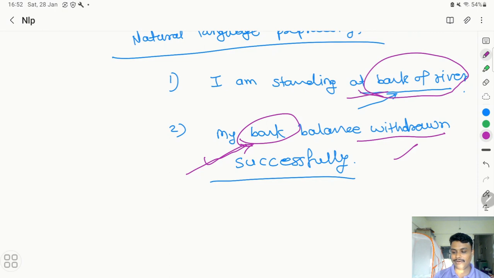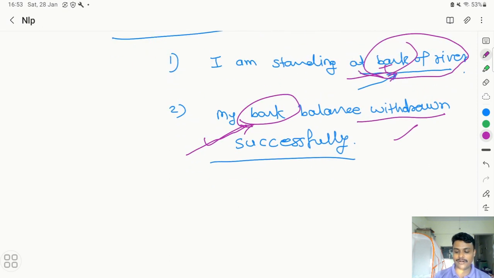So it would consider both bank words as the same. If here bank is bank of river, and if I consider another statement, my bank balance is low, it would consider both as the same word. So because of this, most difficulties came and there was not much growth.